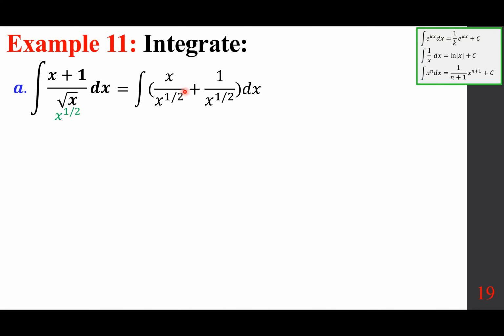This is x to the power of 1/2. Just in case, I want to make sure that everybody remembers that a to the power of m over a to the power of n is a to the power of m minus n, and that's what we are using here, the quotient rule for exponentials. And so this is x to the power of 1/2 because the exponent here is 1. Let me just write that for you. So the exponent here is 1. And this one becomes x to the power of negative 1/2. Now we are ready to use the power rule in both cases.